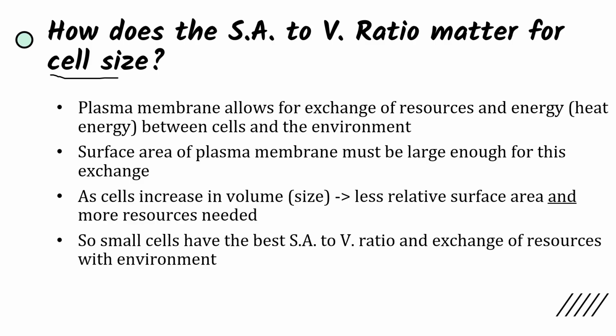And we know that as cells increase in volume, or in other words, size, there's less relative surface area. There's less surface area per unit of volume, and you need more resources because now you're having a larger cell, you've got a larger organism. So small cells have the best surface area to volume ratio. They've got the best amount of surface area per unit of volume, and they're also going to be the best at exchanging resources with the environment because of it.